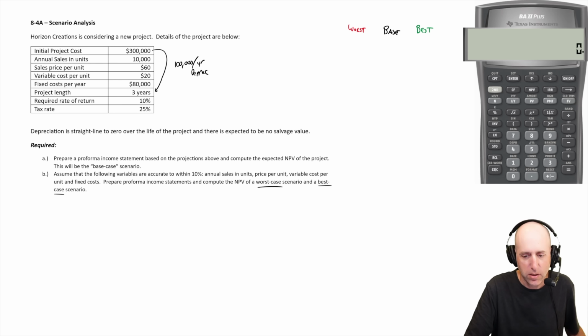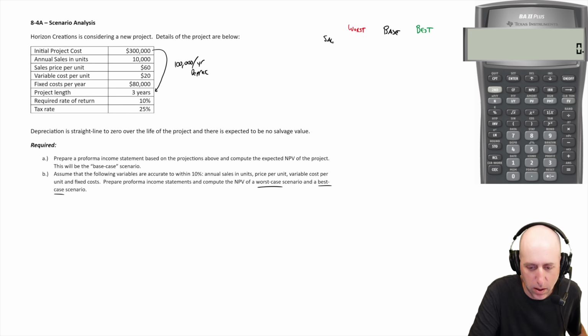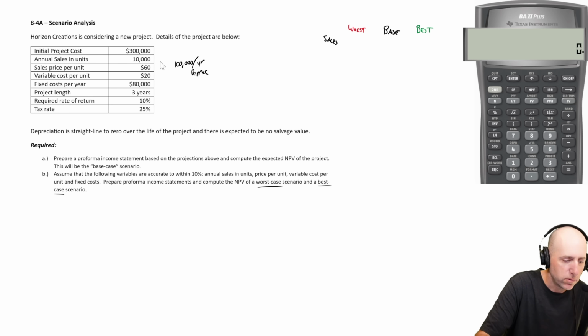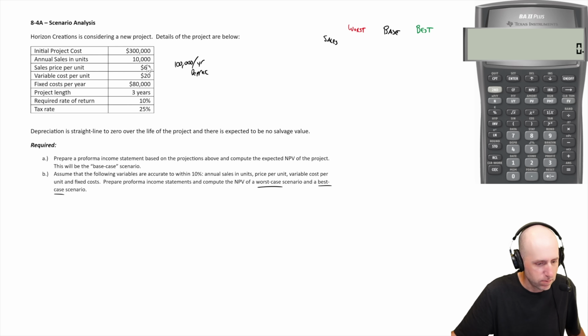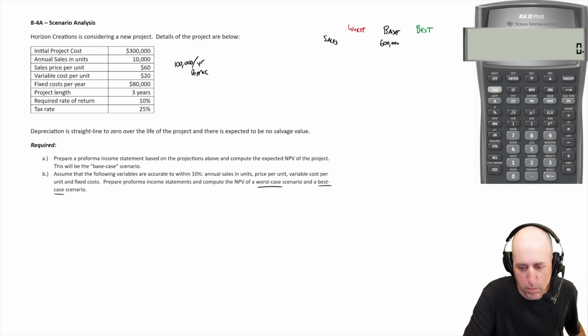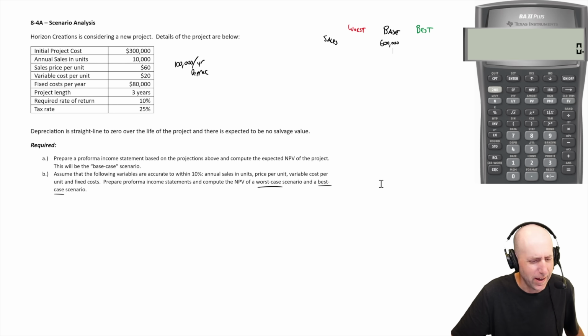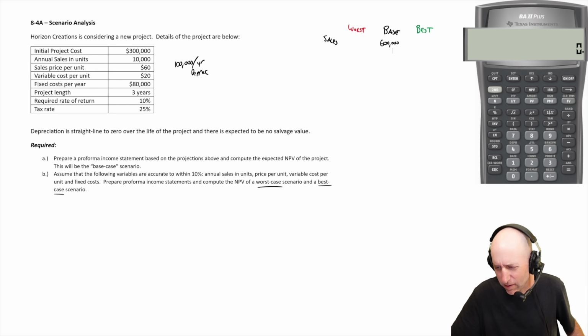So let's get to it with our base case, and we'll start with our sales revenue figure. We are expecting to sell 10,000 units, $60 a unit. That would be $600,000 in sales as our base expectation here. Hopefully my math is right there. Let me just calculate that. 60 times 10,000. Yeah, it's 600,000.